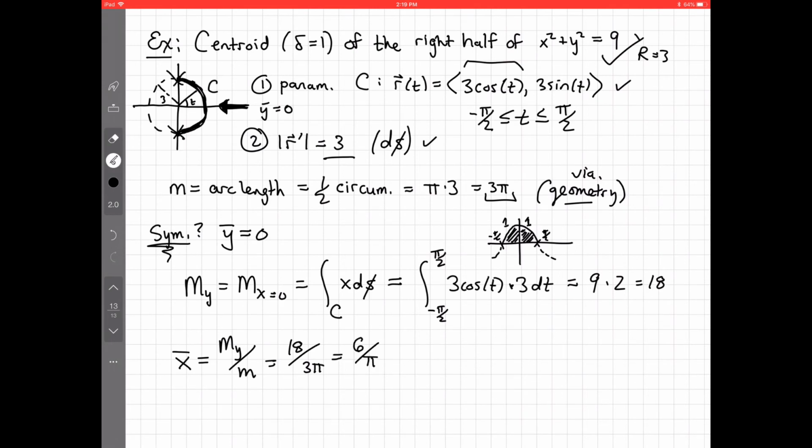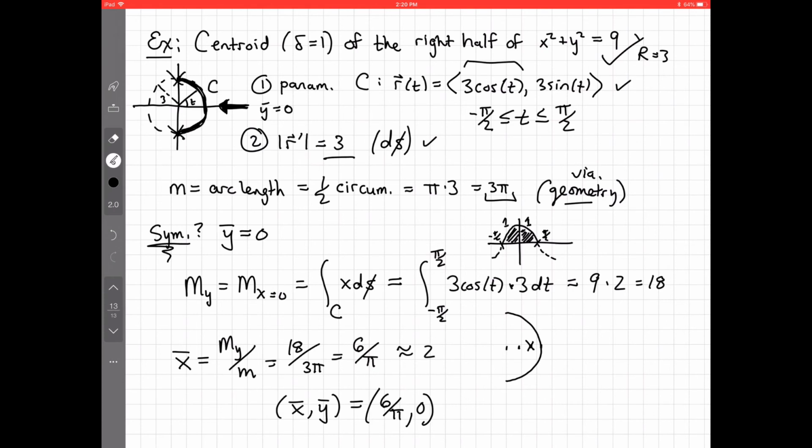Now's a good time to reflect on our answer. Does this even make sense, right? So we've found that x bar, y bar is 6 over pi, comma 0. 6 over pi, pi is about 3, so this is about 2. And so let's think. We have our half circle of radius 3. So here's 0, and then maybe 1, 2, 3. And we found that the center of mass, the centroid, is right there.